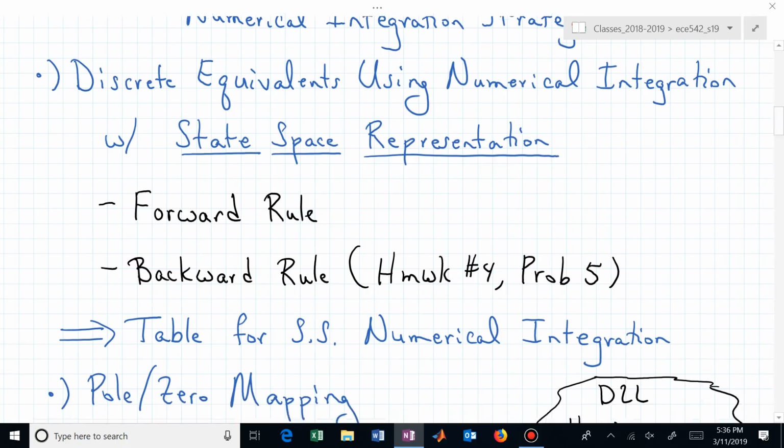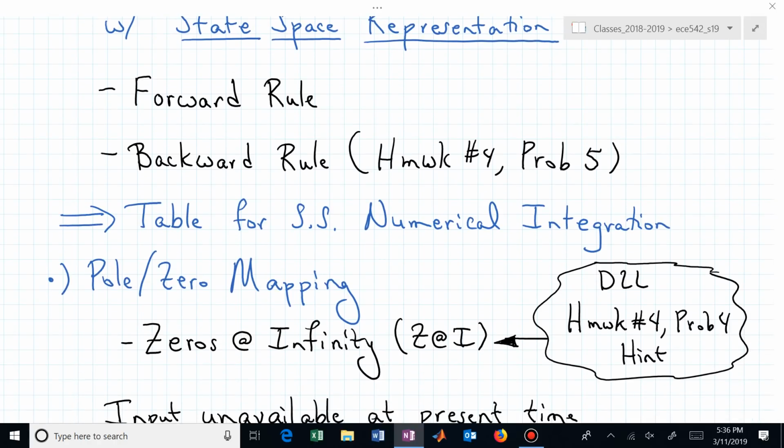Then I'll give you a table, and that you should bring to the exam. If I ask you to come up with a state space representation for a numerical integration discrete equivalent, you better be able to plug in or use the formulas for the appropriate discrete equivalent, whether that's forward, backward, or trapezoidal.